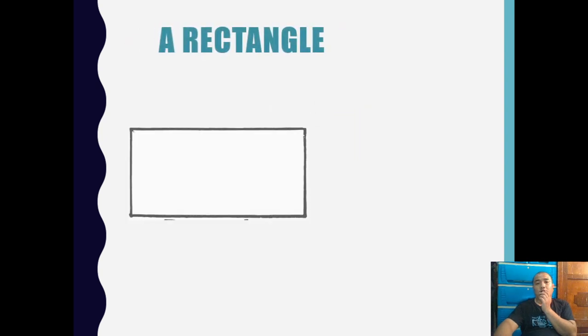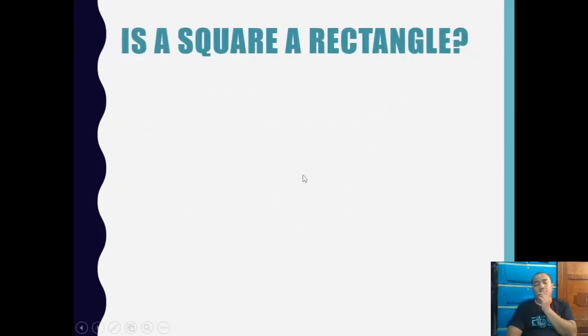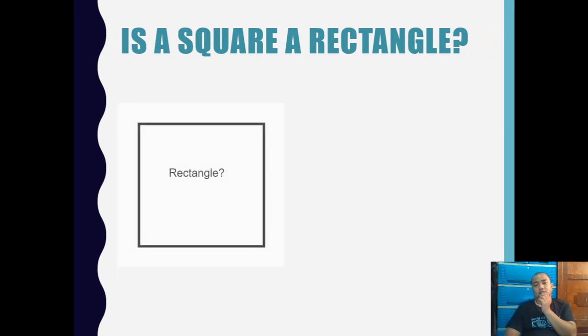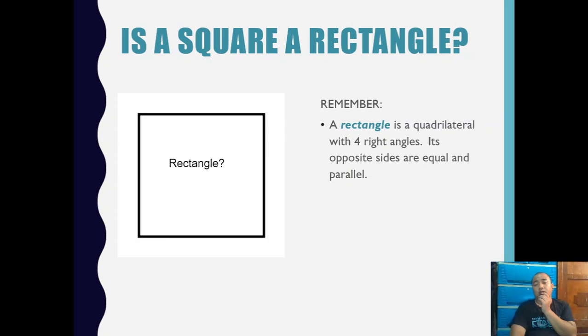How about the rectangle? It is a quadrilateral with four right angles. Its opposite sides are equal, and all its angles are right angles. Okay, remember, a rectangle is a quadrilateral with four right angles. Its opposite sides are equal and parallel. A square is a quadrilateral with four equal sides and four right angles.